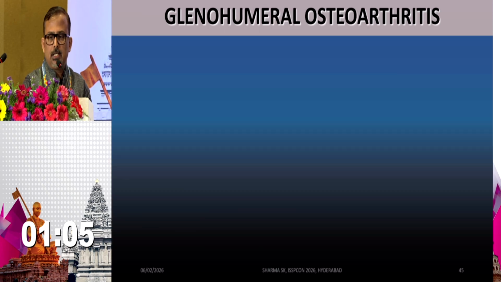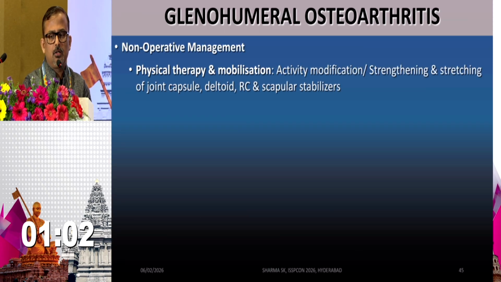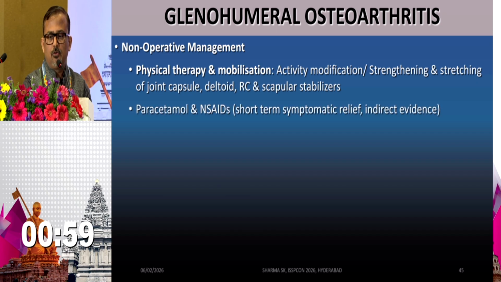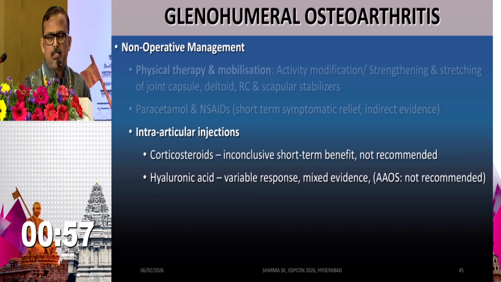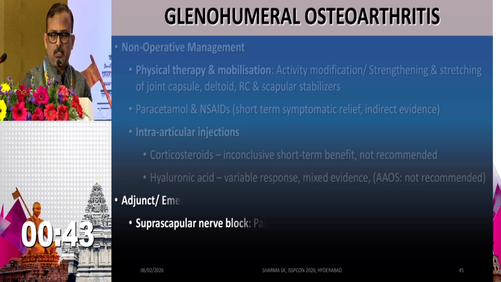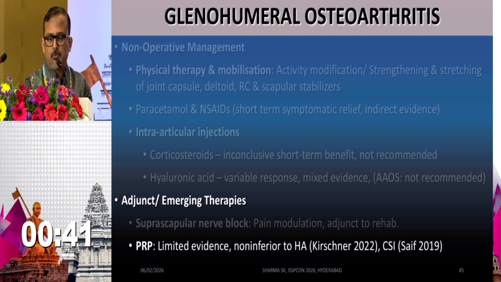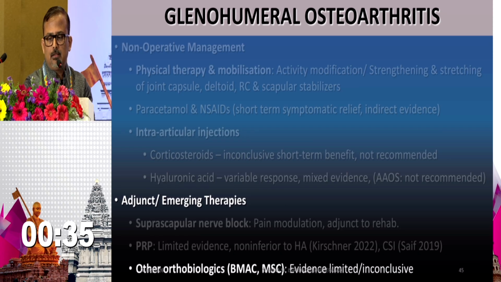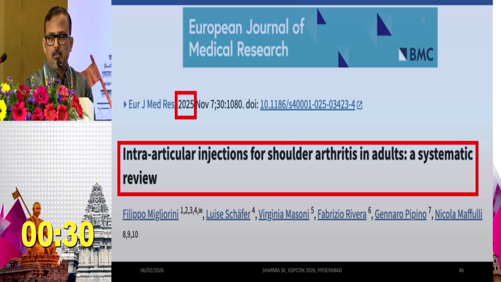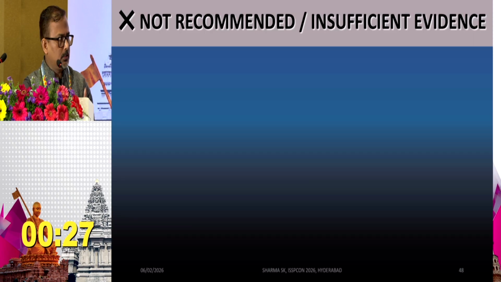Again, coming to the last, glenohumeral osteoarthritis. The non-operative management remains the same, followed by NSAIDs, followed by intra-articular injections. Here the corticosteroids are inconclusive. It's not recommended. And again, about hyaluronic acid, although response has been modest, the American Academy of Orthopaedic Surgeons does not recommend it routinely. Then you have the suprascapular nerve block and PRP, which is again limited to just 2 trials. Then the other orthobiologics are limited and inconclusive. These are my evidences, and just concluding.